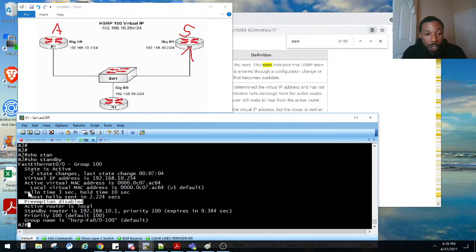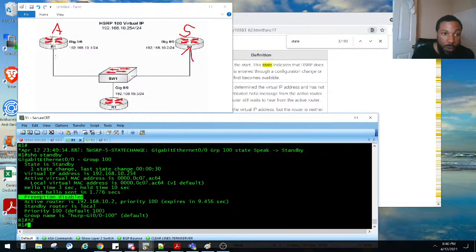Right now it's disabled. Whoever has the highest priority, don't matter what the case may be, if preemption is enabled, it'll allow you to take over as the active router. So even if I changed him to 100, theoretically he should still be standby, even though he got the higher priority, right? Let's test that theory out right now. So they said make router 1 the primary gateway by changing his priority to 100. Well, guess what? He's already 100, right? So I ain't got to change that, right?